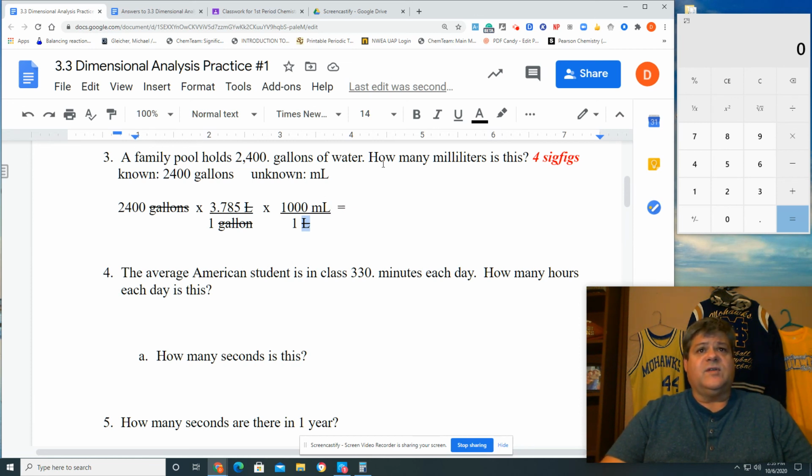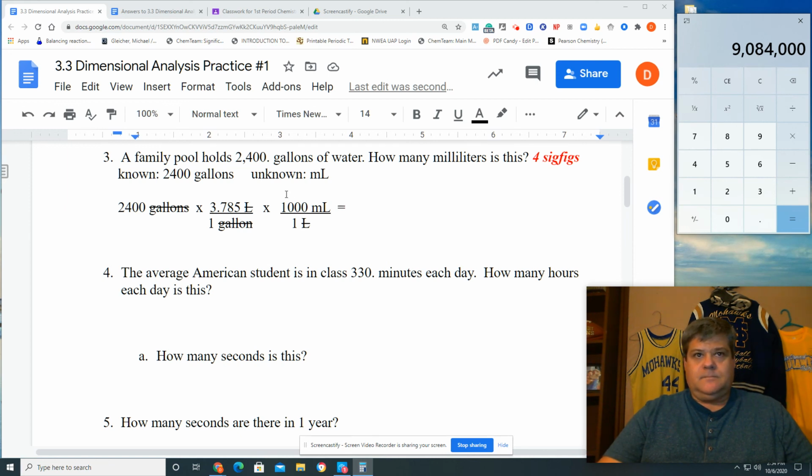So I'll go back to the original question. It says how many milliliters? That looks like we should be good so far. So we're going to do the math. Over here to our calculator, we're going to put 2,400. Then we always multiply the top and divide by the bottom. So we multiply that by 3.785, divide by 1, but I don't have to put that in the calculator. Then I multiply this by 1,000 and divide by 1.